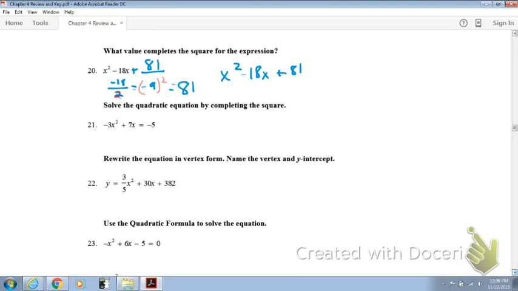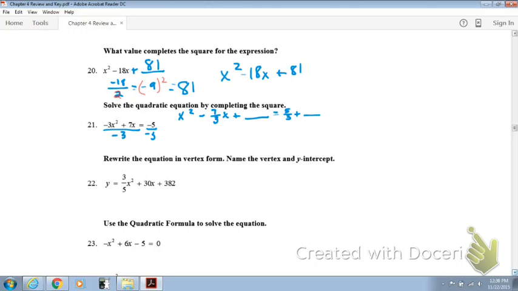21 says solve the quadratic by completing the square. Normally if I have a quadratic, I have to take the constant term over to the right side. Well, the constant term is already over there, the negative 5. So I want to divide both sides by negative 3 because I want a coefficient of 1 on the x squared. So let's do that first. So I have x squared minus 7/3 x, equals 5/3 plus whatever I put on the left. If I put something on the left, I have to put the same thing on the right.